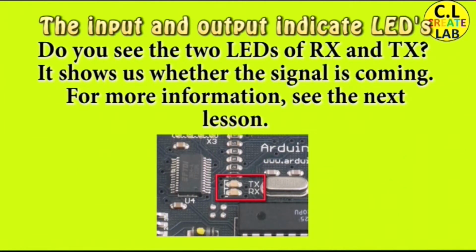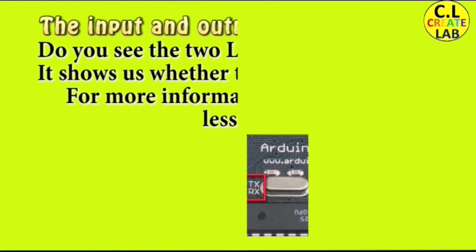The input and output indicator LEDs. Do you see the two LEDs of RX and TX? It shows us whether the signal is coming. For more information, see the next lesson.